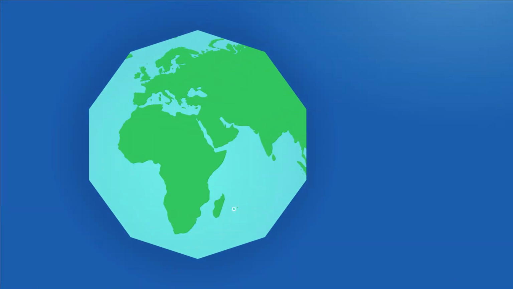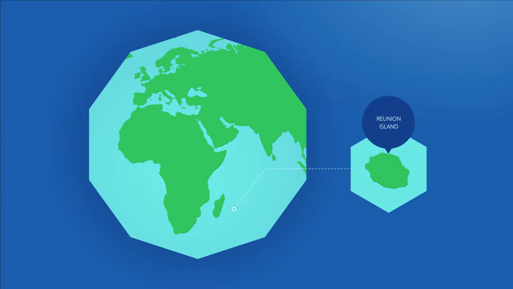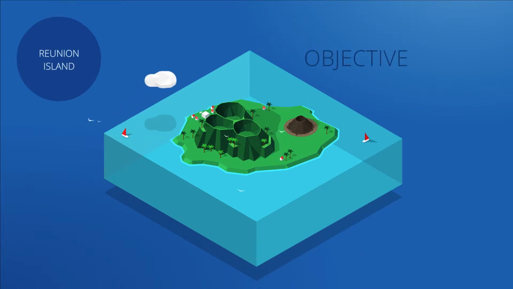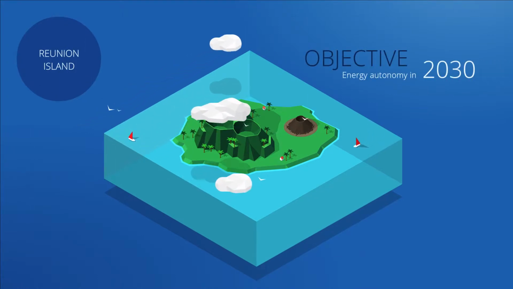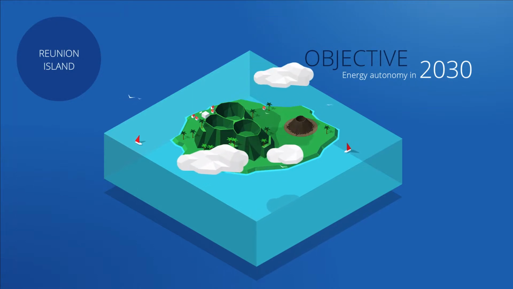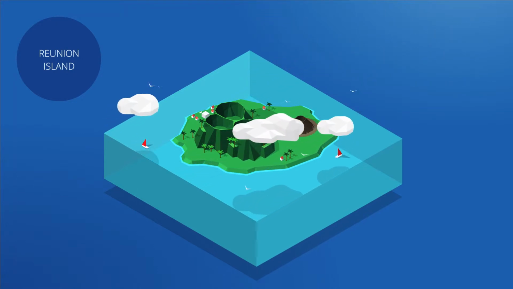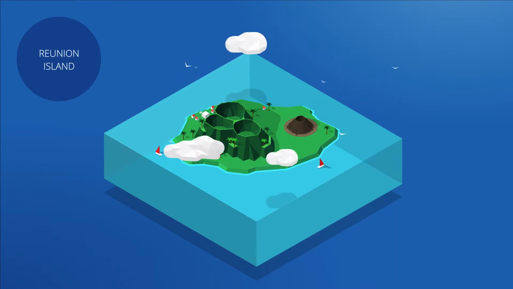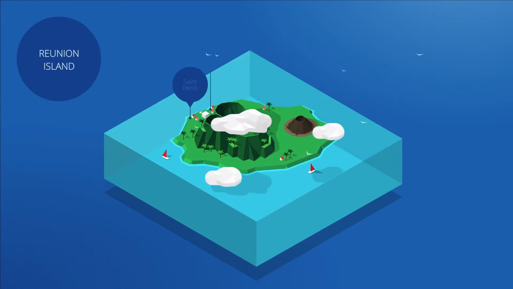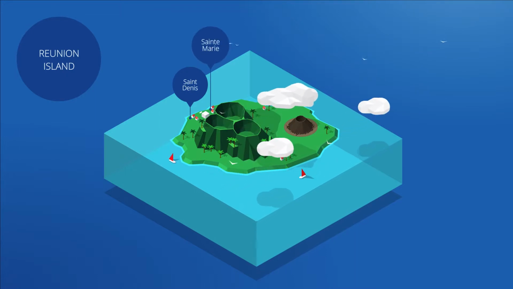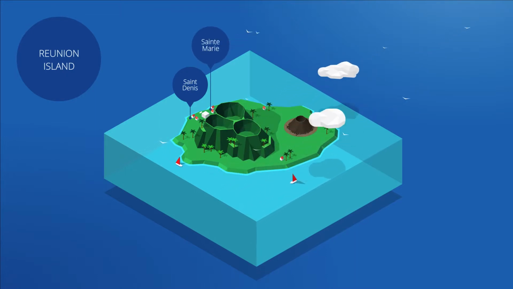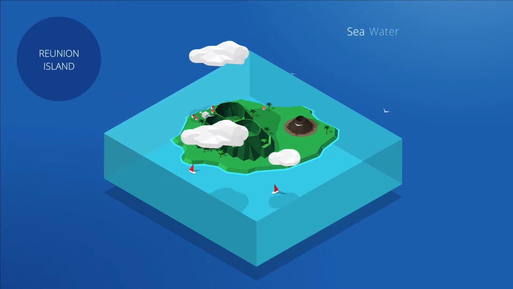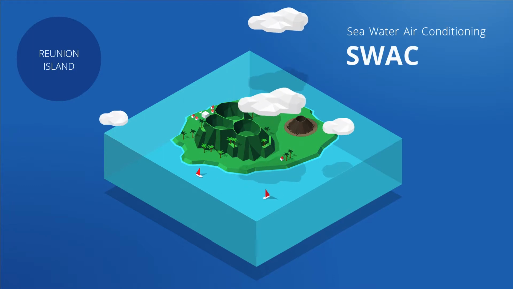Reunion Island is continuing its energy revolution. It currently imports most of its energy, but has set a target for autonomy by 2030. To better manage its energy costs and reduce its carbon footprint, Reunion Island has launched a large project to provide air conditioning to service sector buildings in the Saint-Denis and Sainte-Marie districts using deep seawater, a natural resource that is abundant and renewable. The technology is called seawater air conditioning, or SWAC for short.